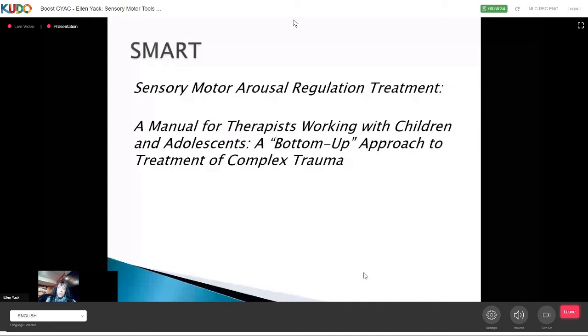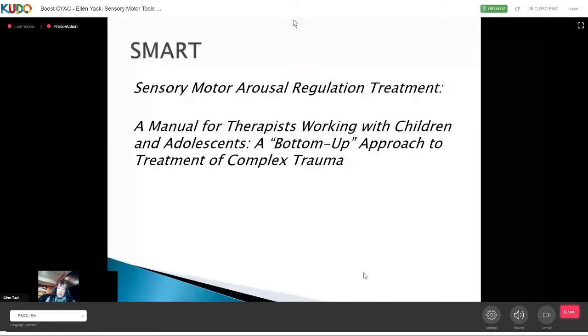Another development in service provision, particularly with individuals with a trauma history, is a program called SMART, and it stands for Sensory Motor Arousal Regulation Treatment. And it provides a bottom-up approach to treatment of complex trauma. Bessel van der Kolk, who, as you all know, is one of the gurus in terms of working with trauma. His clinic is in Boston.